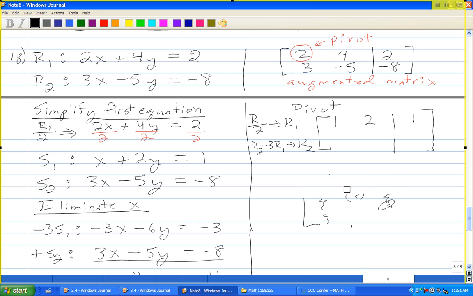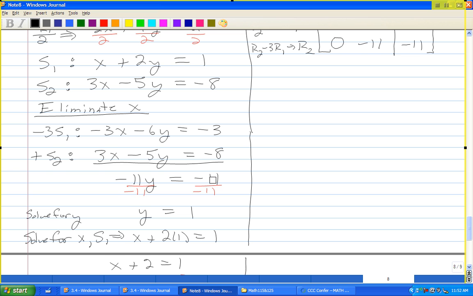Okay. So now, the pivot operation says you want to make whatever is below the pivot equal to 0. So negative 3 times 1 is negative 3, plus 3 is 0. Negative 3 times 2 is negative 6, minus 5 is negative 11. Negative 3 times 1 is negative 3, minus 8 is negative 11. Which was this step here.